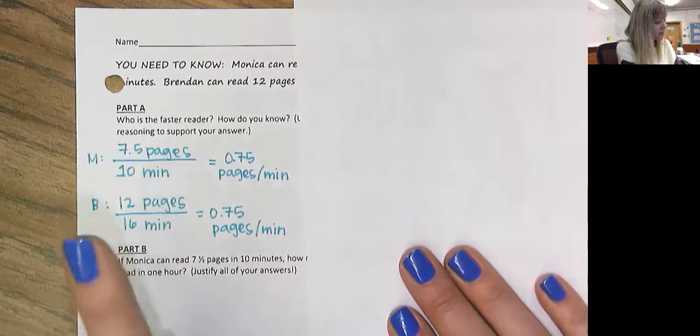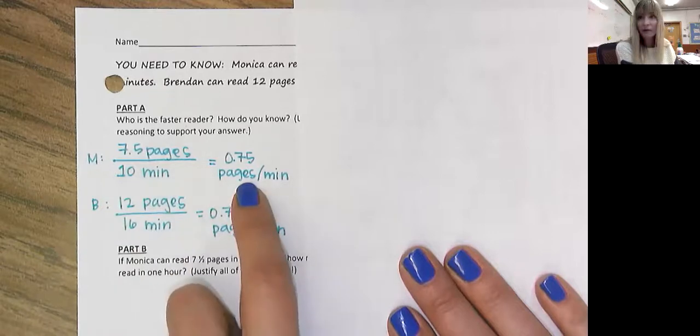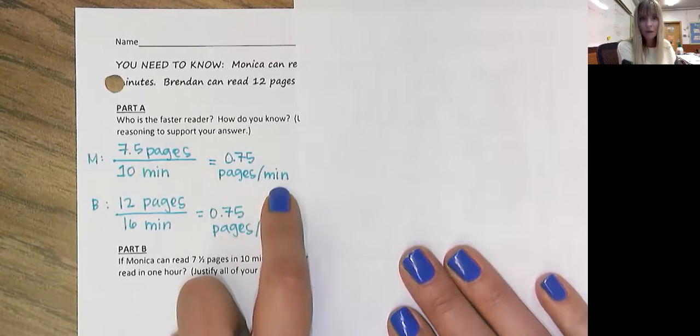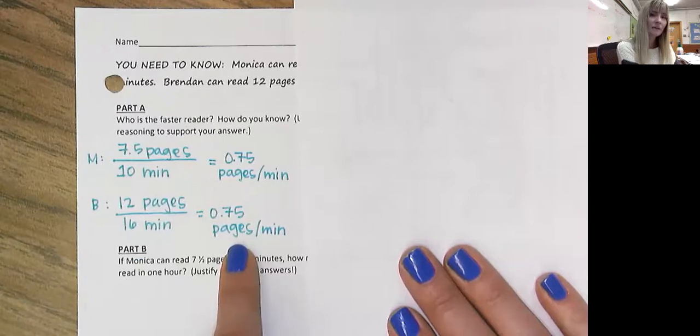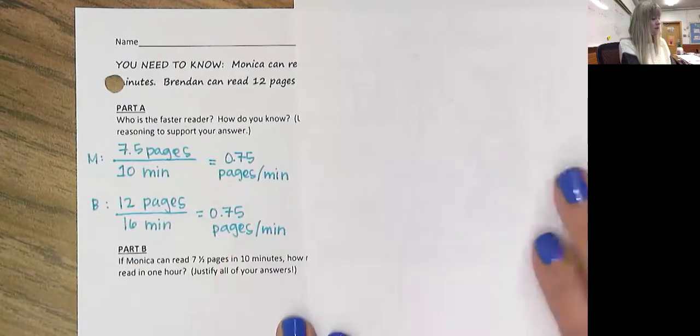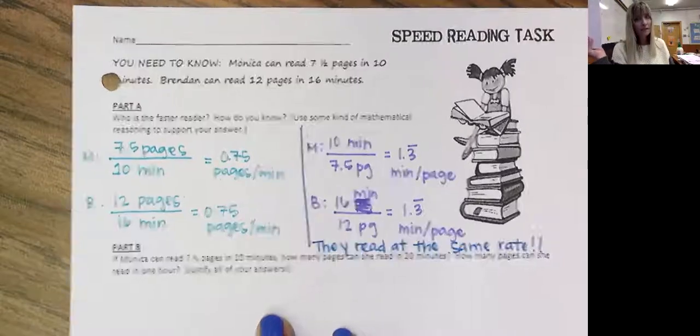That means Monica reads 0.75 or 3/4, if you got a fraction, 3/4 of a page in 1 minute. And look at this. Brendan also reads 3/4 of a page in 1 minute. So this is kind of a trick question. They actually read at the same exact rate.